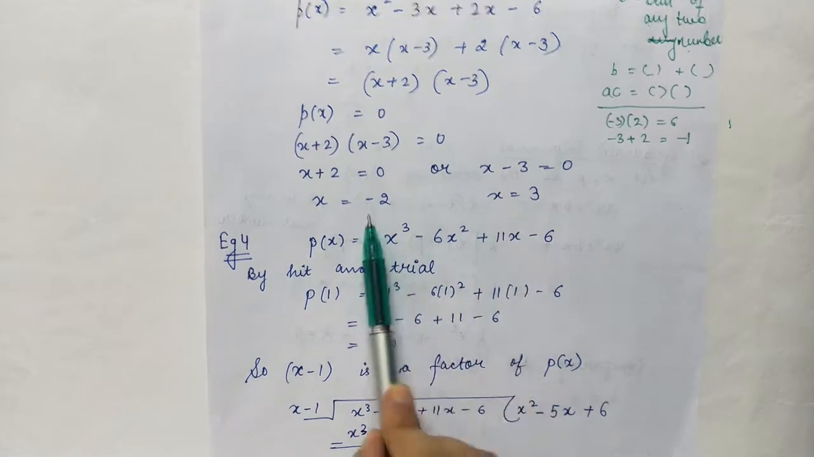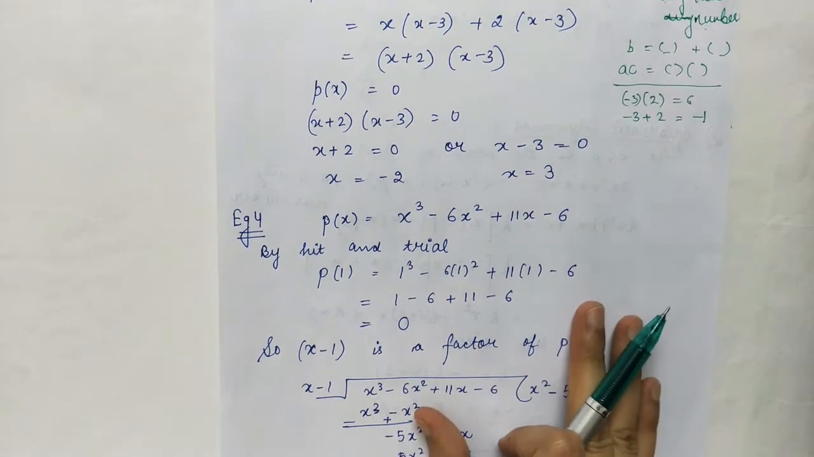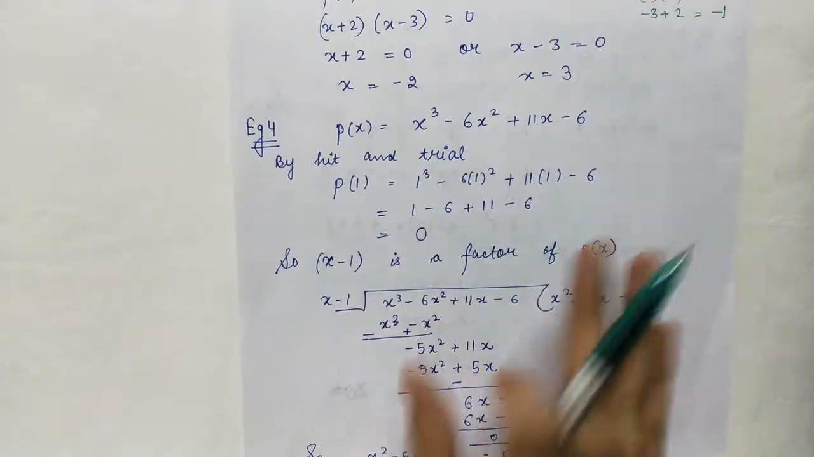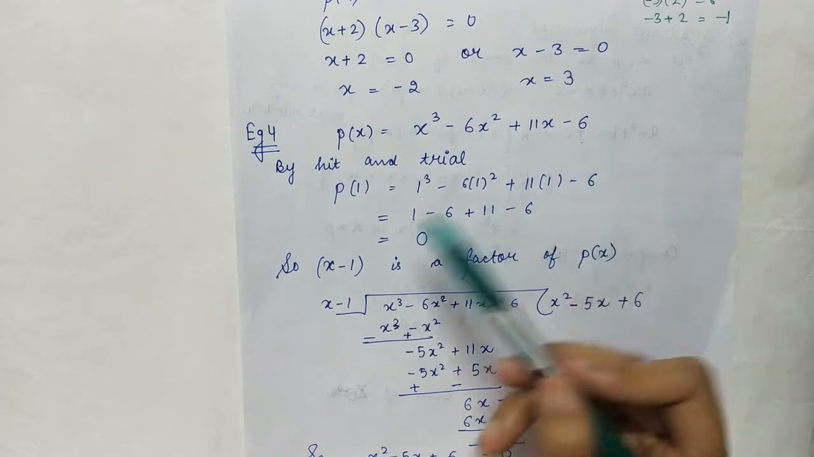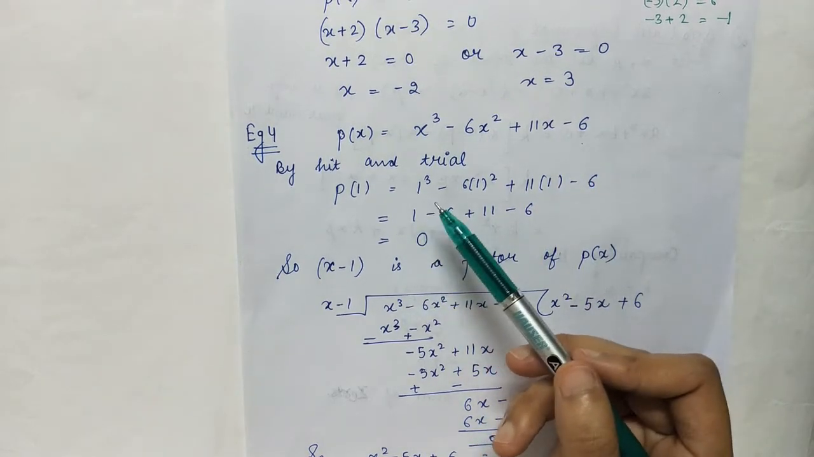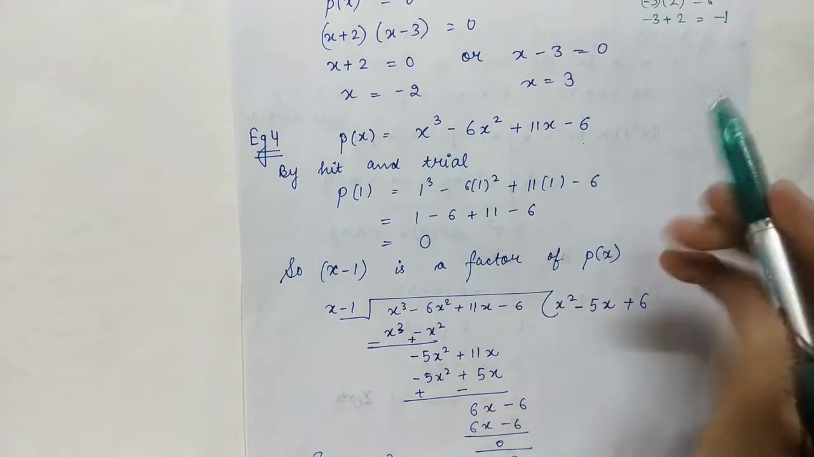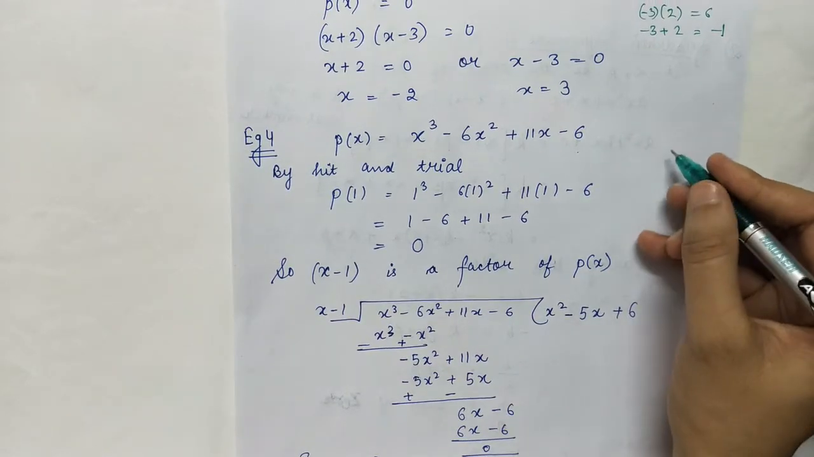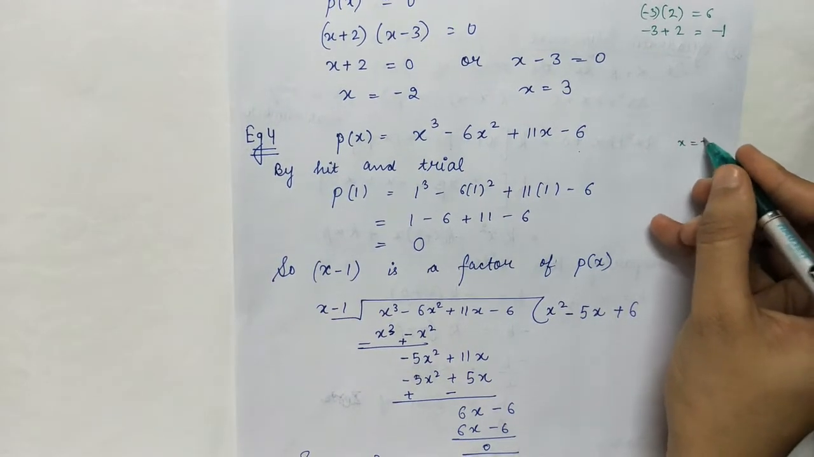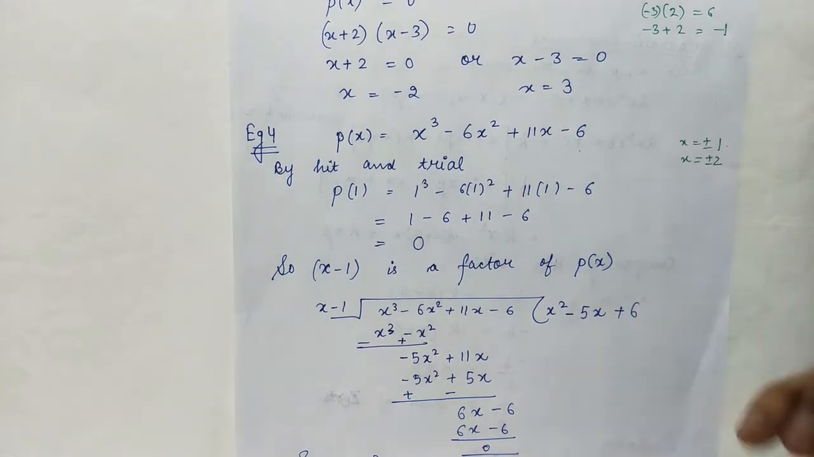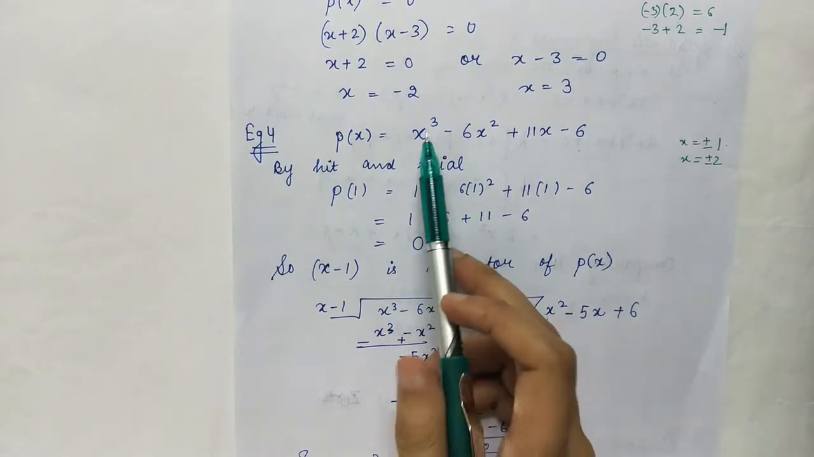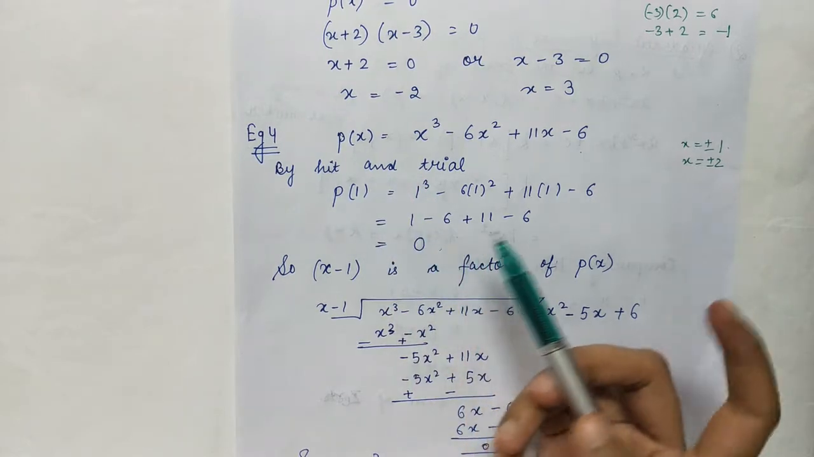Okay, these two are the zeros of this quadratic polynomial. Now we take another example, a cubic polynomial. In a cubic polynomial, we have to find one zero by the hit and trial method always. Generally we start by putting x equal to plus minus 1, then we check x equal to plus minus 2. Similarly, we go on checking, and at one point we get the zero of the polynomial.